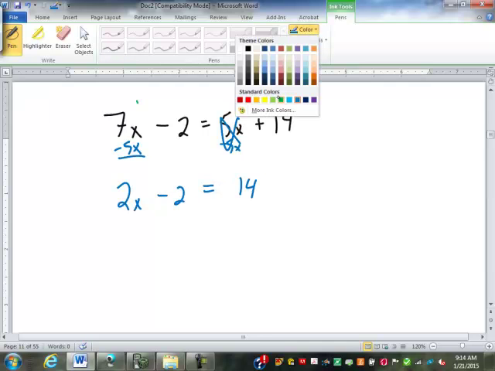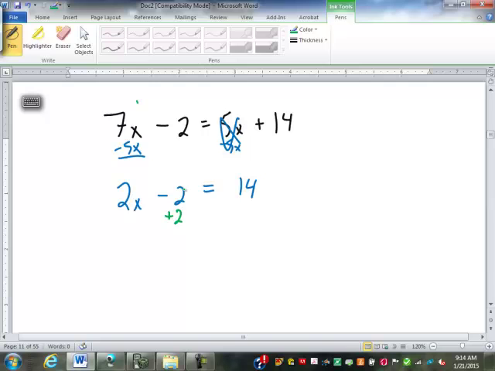And then add 2. So 2x equals 16, and finally divide by 2. X equals 8.